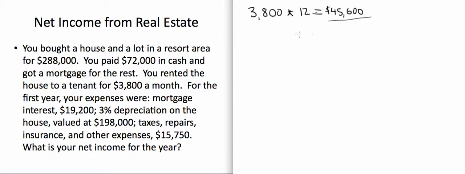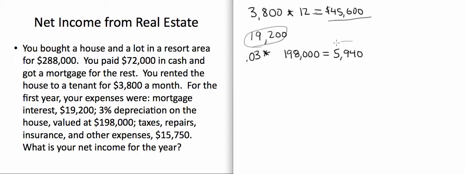So you had the mortgage interest of $19,200. The 3% depreciation, so that's 0.03 times 198,000. That gives you an answer of 5,940. And then the other expenses were 15,750.